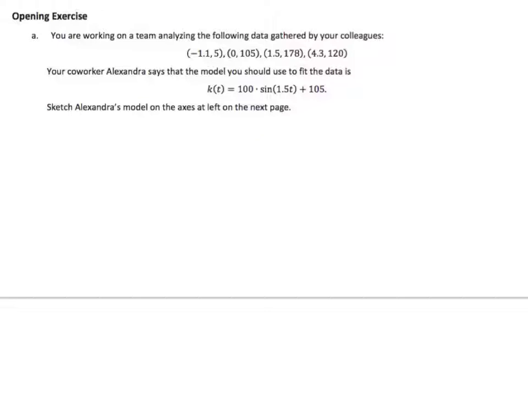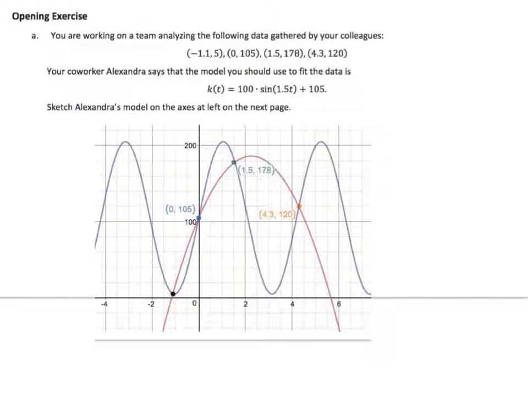All right, so as our opening exercise, you're working on a team to analyze the following data gathered by your colleagues. They're just a bunch of points, right? Your coworker Alexandra says the model you should use to fit the data is a sinusoidal model. Sketch Alexandra's model on the axis at left on the next page. Hold on. So I already sketched it. I put the points in. This right down here is the negative 1.15, and here is Alexandra's model. Here's the graph that she found that modeled the data.